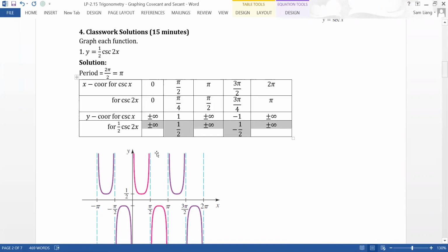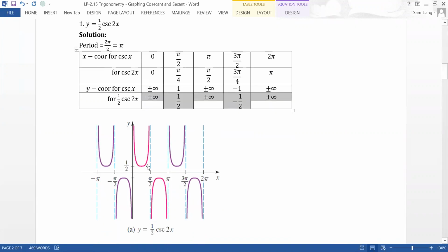Okay, so 0 to pi, that'll be right here in pink. Here they actually graph 0 to pi. That's good, it's what's in pink here. So at 0, there's an asymptote. At pi over 2, there's another asymptote, as well as at pi. And then at pi over 4, it's 1/2. At 3 pi over 4, it's -1/2. So that'd be your graph for the first classwork question.